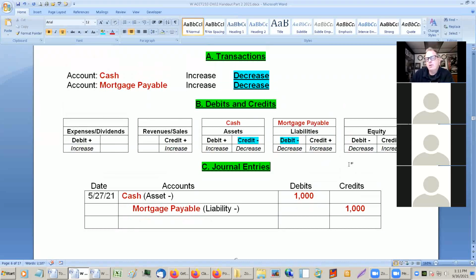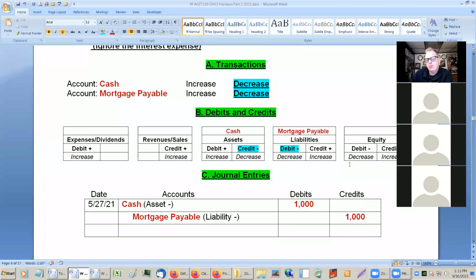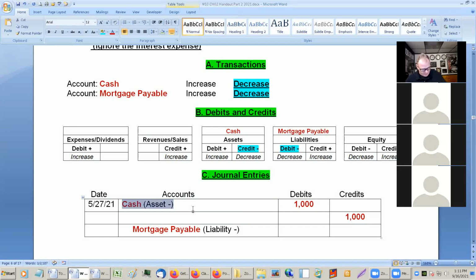Are those flipped? The cash is a credit, right? My gosh, you're right. I did this absolutely backwards. Thank you for catching that. That would have been very bad.